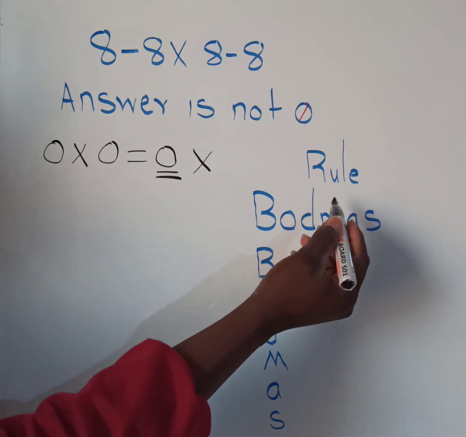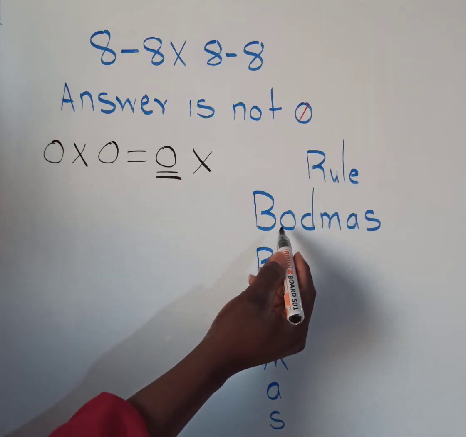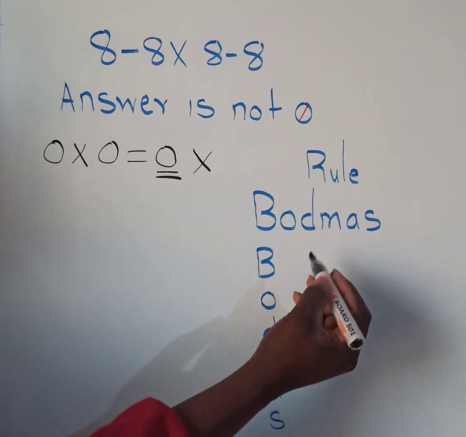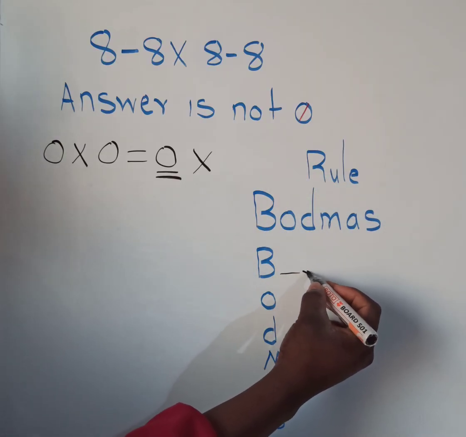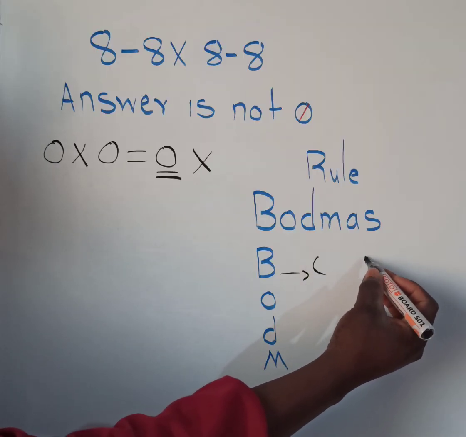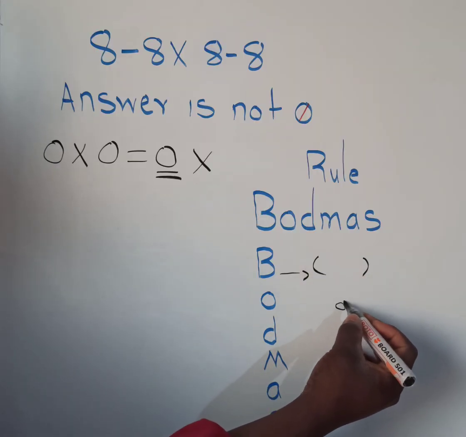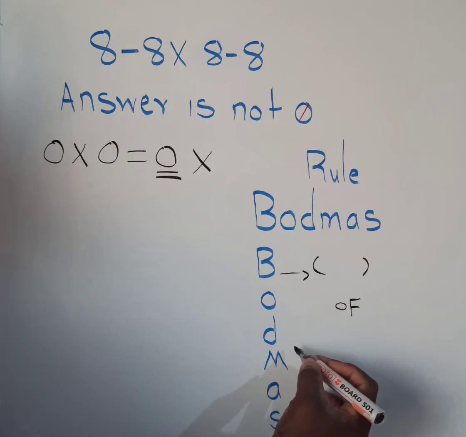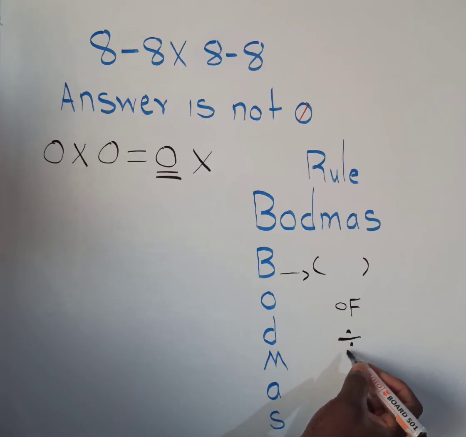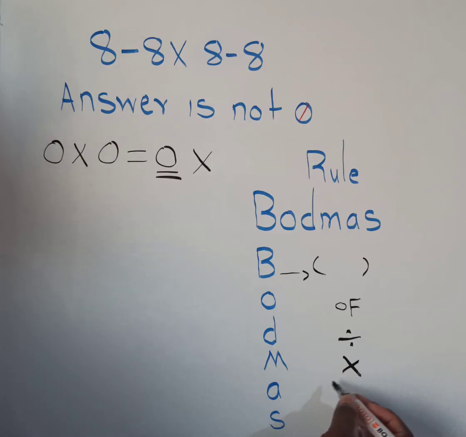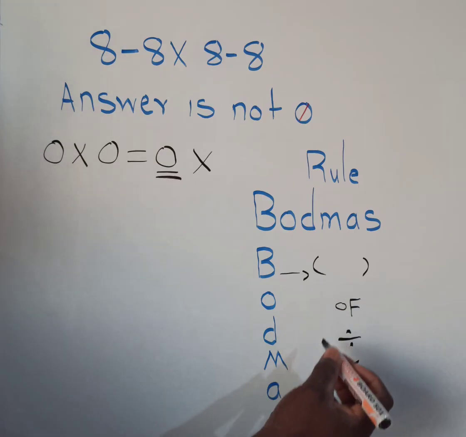So we have to apply the rule BODMAS. So we have here BODMAS. B here represents bracket. And here we have O, which is of. Then we have D, which is division. M is multiplication. A is addition. And we have S, which is subtraction. So this is the BODMAS rule.